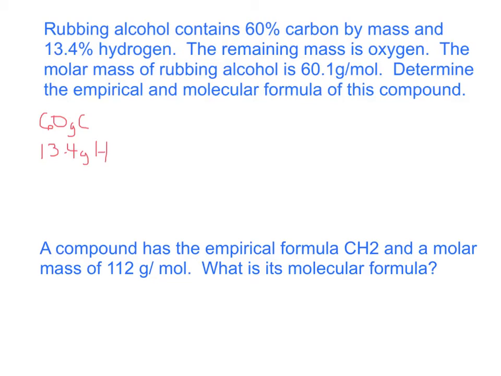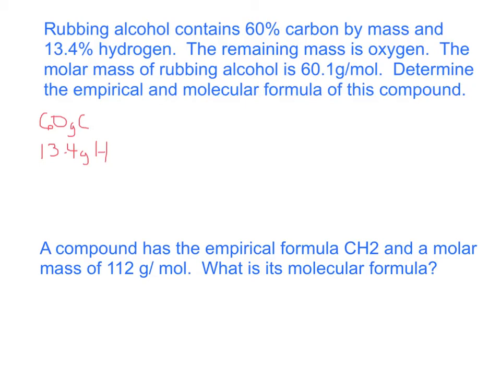So here's the next problem. Rubbing alcohol contains 60% carbon by mass and 13.4% hydrogen. The remaining mass is oxygen. The molar mass of rubbing alcohol is 60.1 grams per mole, and we are asked to determine the empirical and the molecular formula of the compound.